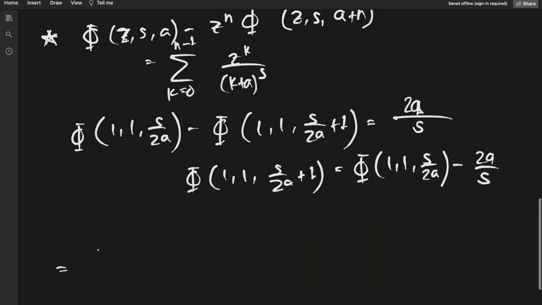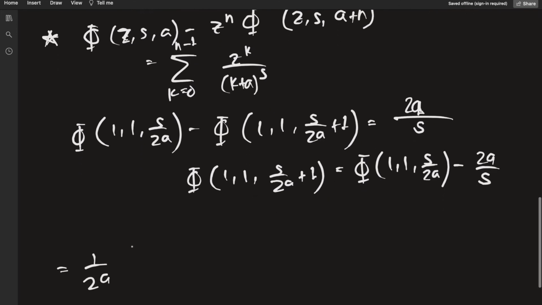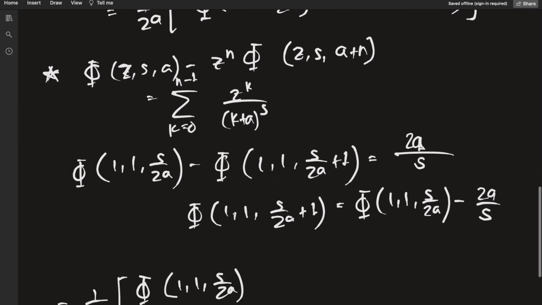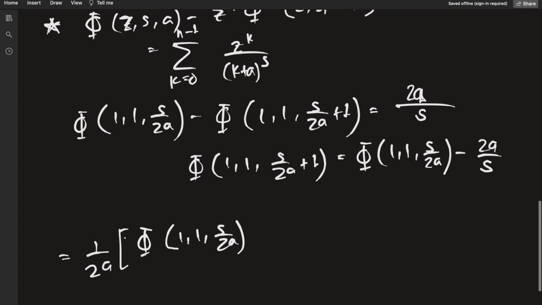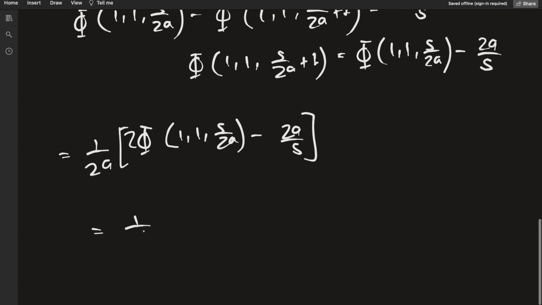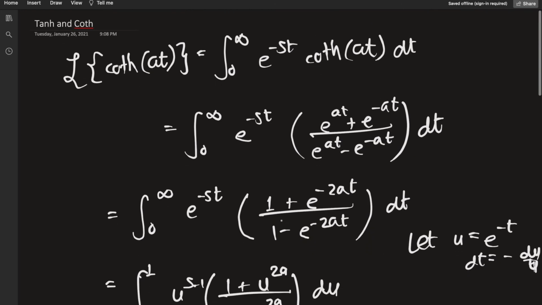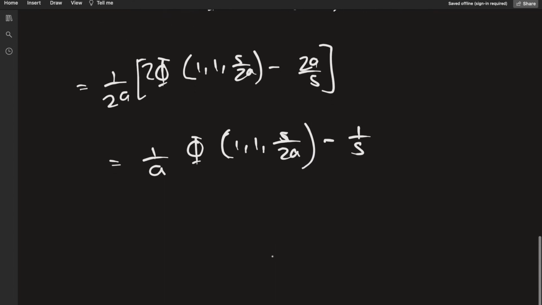So for the integral we have 1 over 2a, Lerch transcendent of the first. For the second, there's two of these, minus 2a over s. So 1 over a, phi of 1, s over 2a, minus 1 over s. And that's the Laplace transform of the hyperbolic cotangent of at. And that's it, we're done.